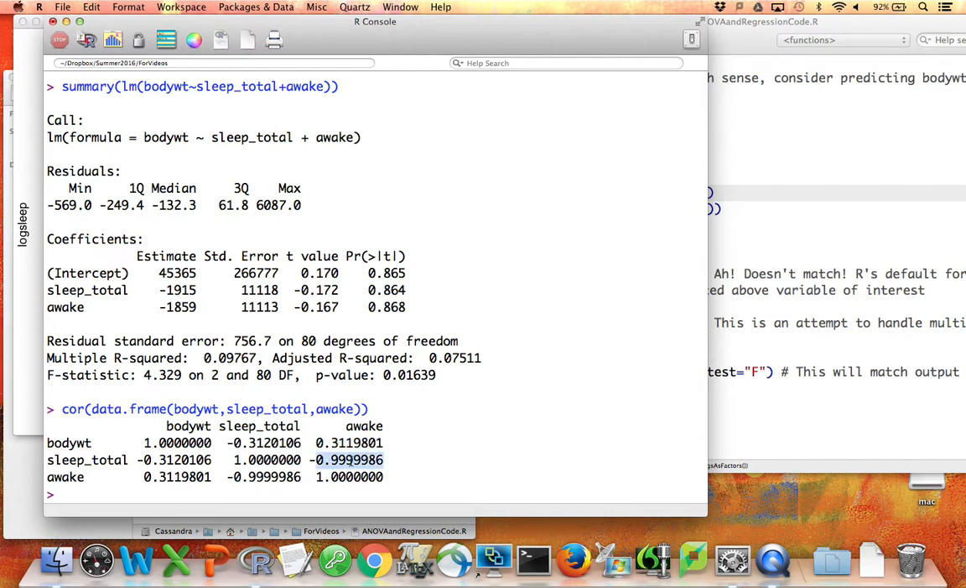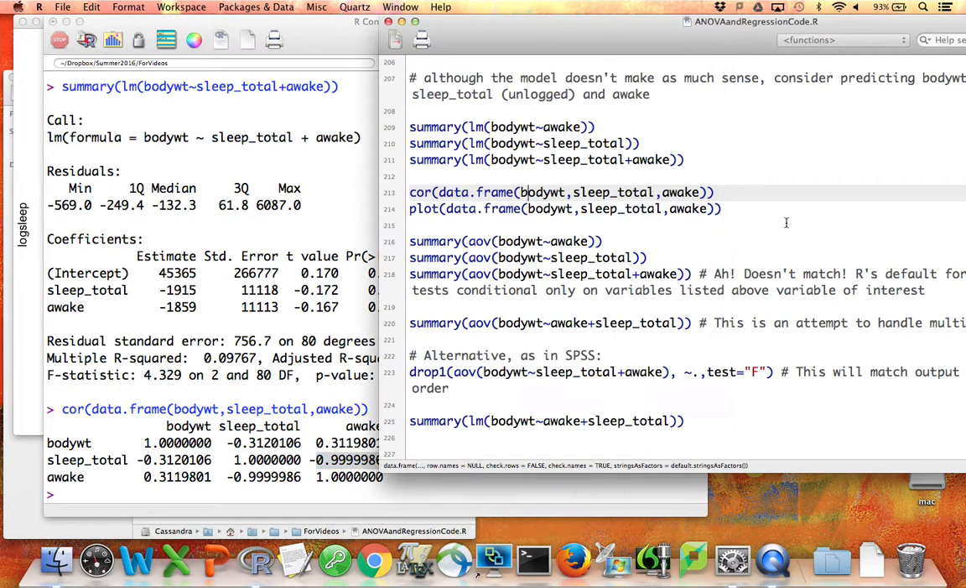And crucially, the correlation between awake and sleep total is essentially negative 1, which makes sense because the more you're awake, the less you're asleep, and those two numbers have to add up to 24. So these two numbers are highly correlated, which is why putting either one of them in the model gives us a lot of predictive power about body weight, but if one of them is already in the model, we don't also need the other one.